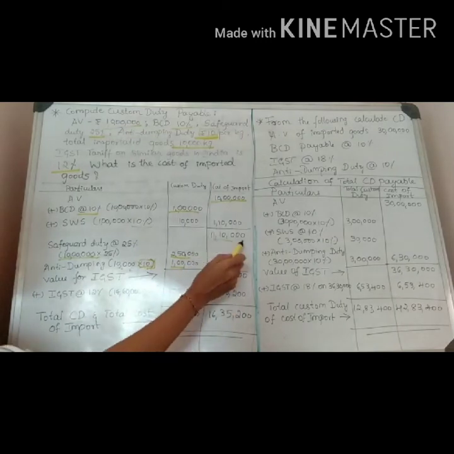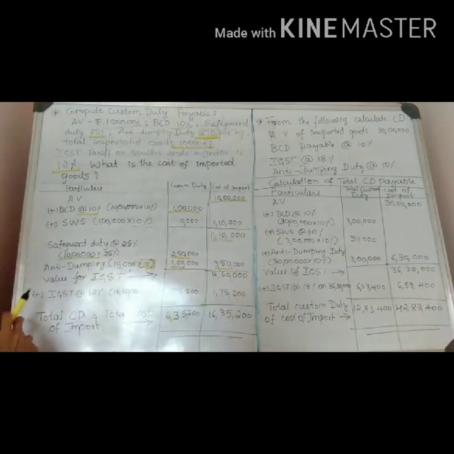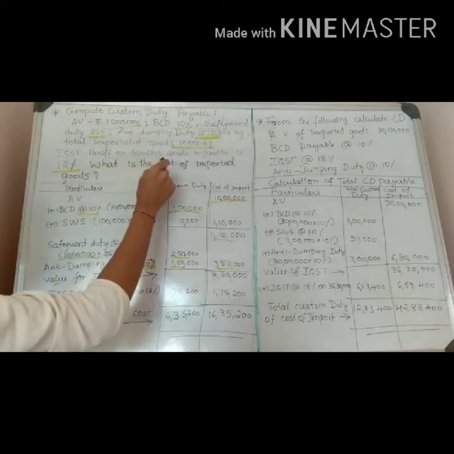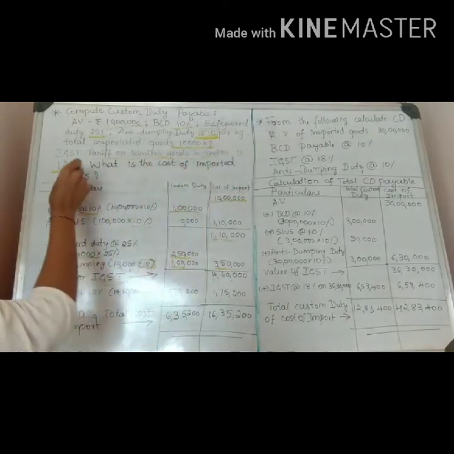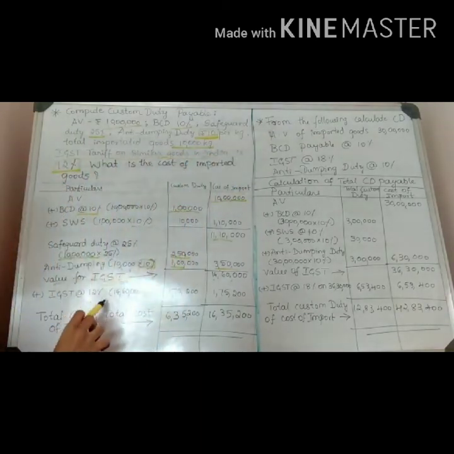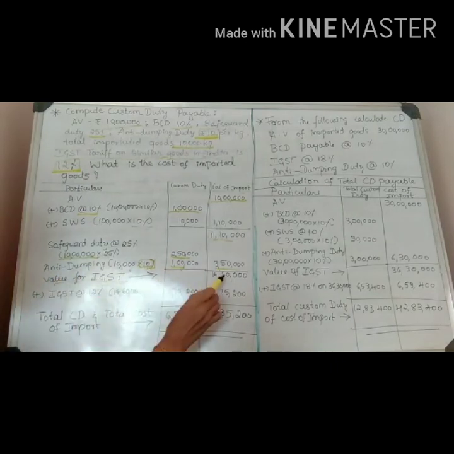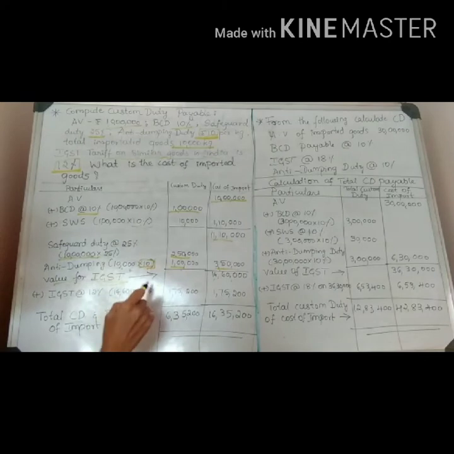Next, total 11 lakh 10,000 plus 3,50,000, 14,60,000. That is the value for IGST. Next, plus IGST at 12%, since IGST tariff on similar goods in India is 12%. So 14,60,000 into 12% is 1,75,200.